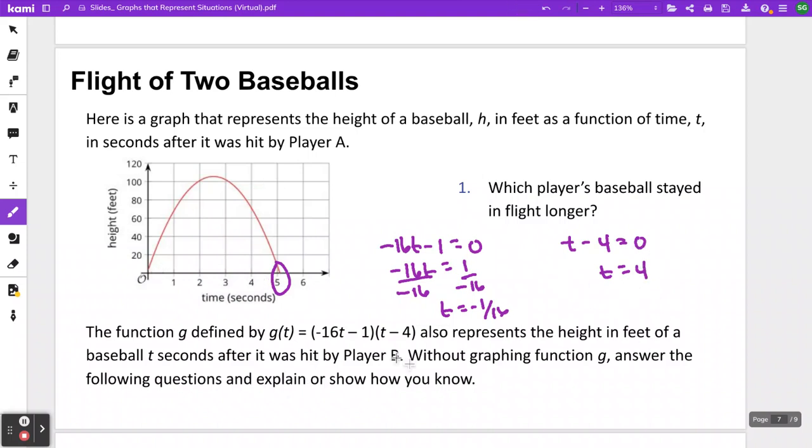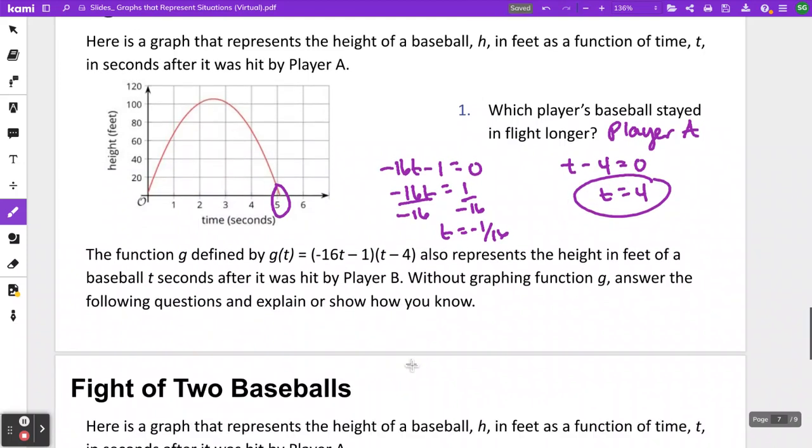So we can see between those two which player's baseball stayed in flight longer. It is going to be player A. So many times we're asked to explain how we know. I could explain how I know by saying I looked at the x-intercepts. Player A's ball landed after 5 seconds, and player B's ball landed after 4 seconds.